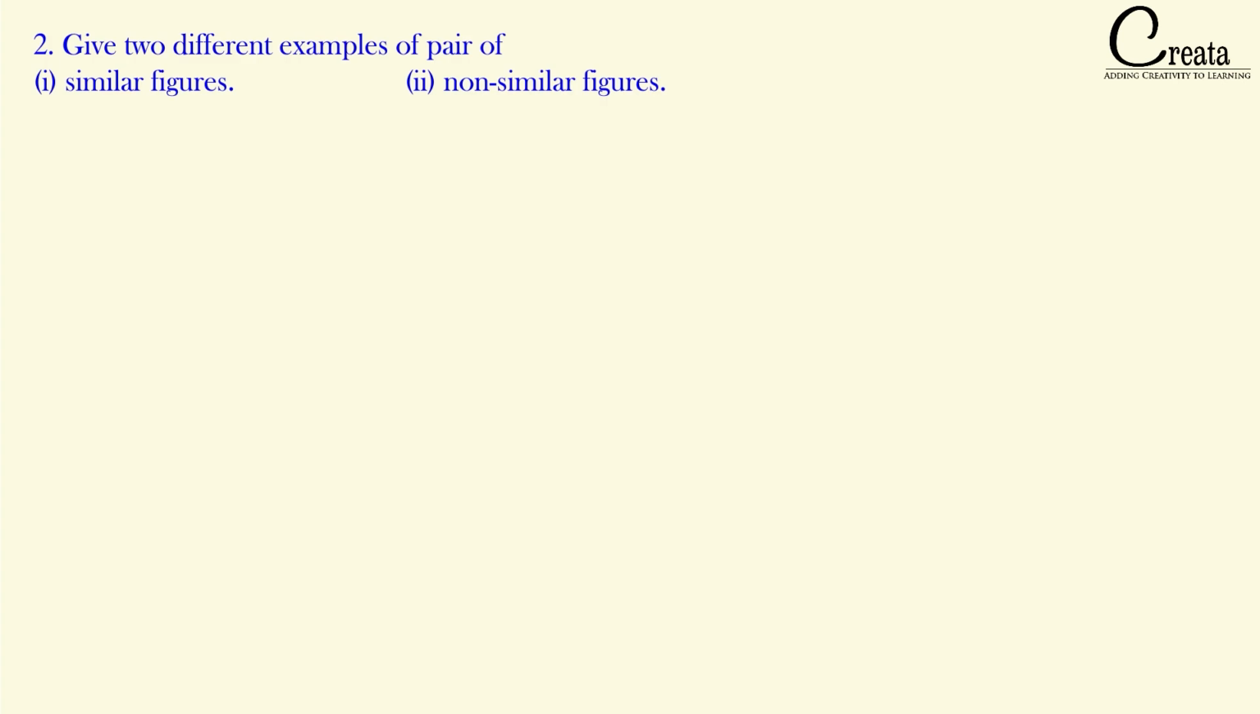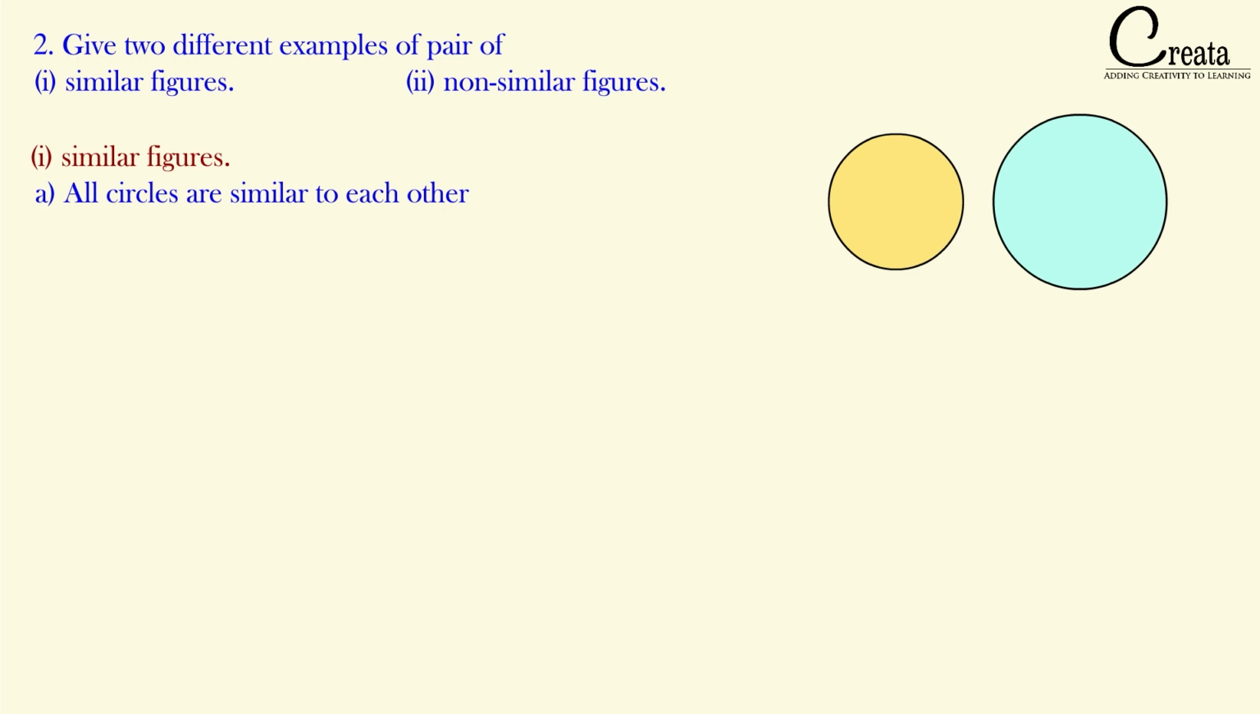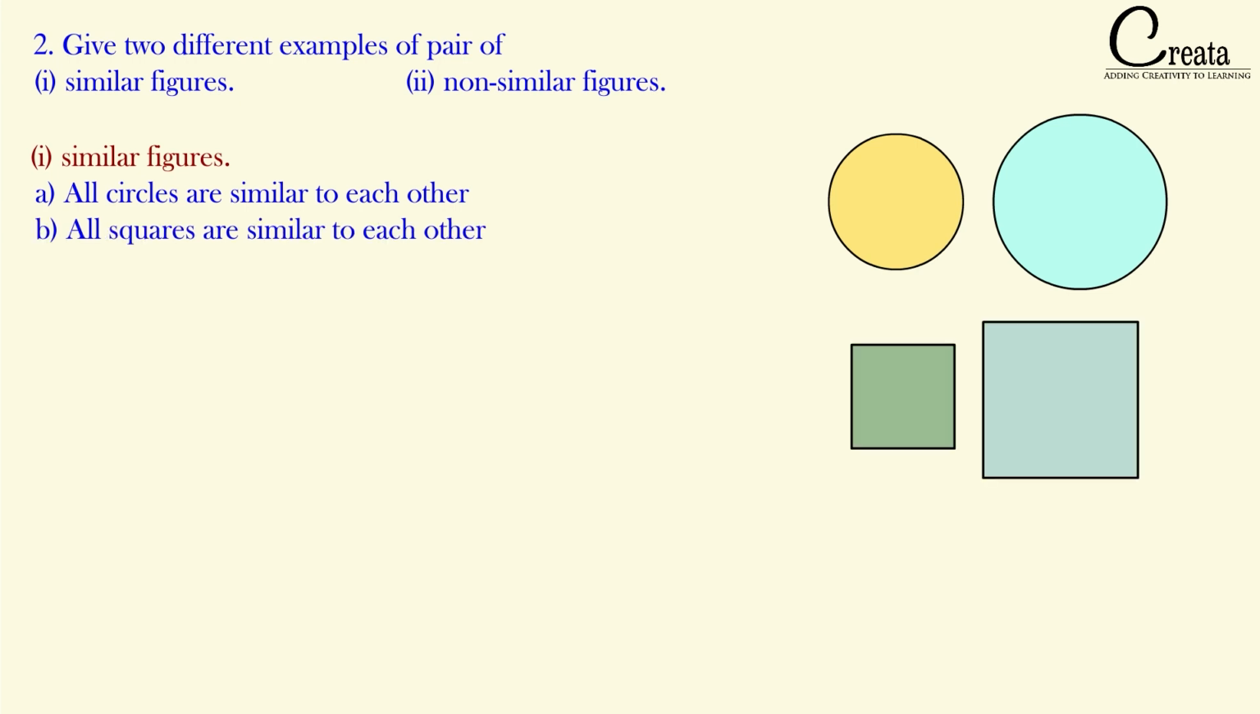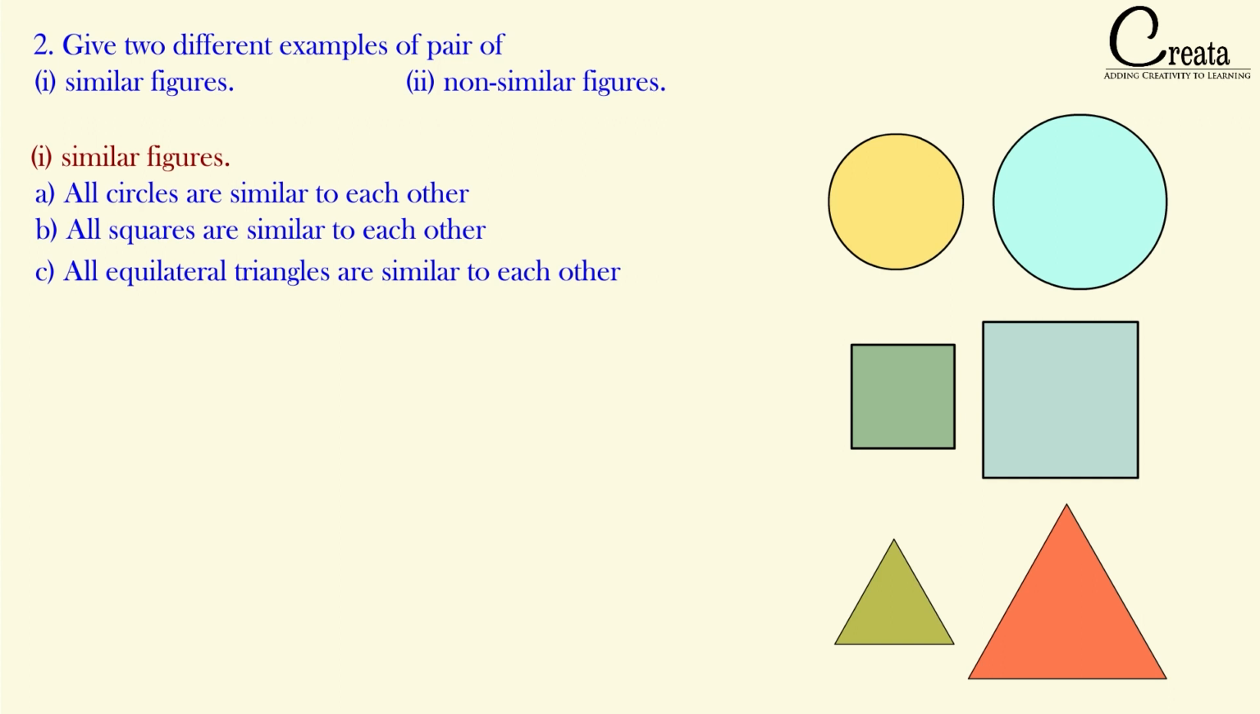Let's move to the second question. Give two different examples of pairs of similar figures. We have to give examples of similar figures. So these two circles are similar to each other. These two squares are similar to each other. These two equilateral triangles are similar to each other.